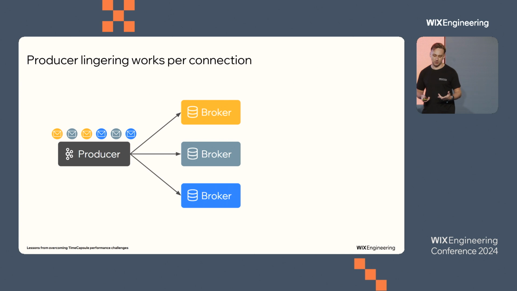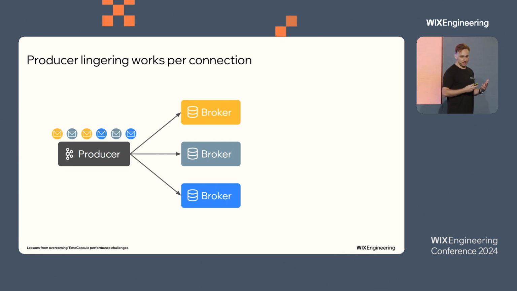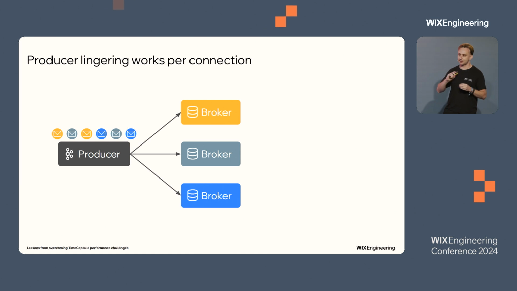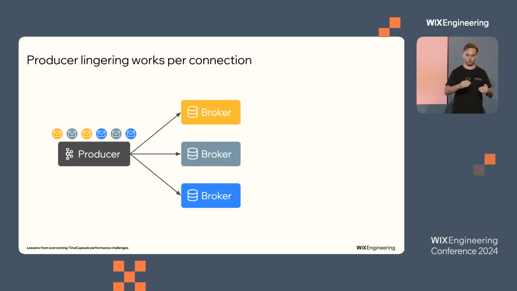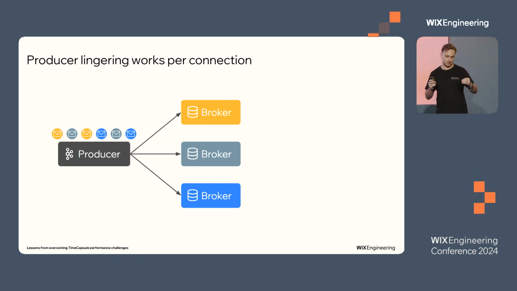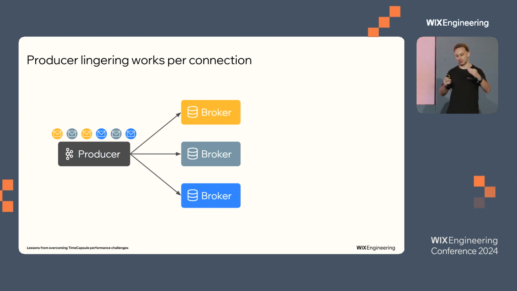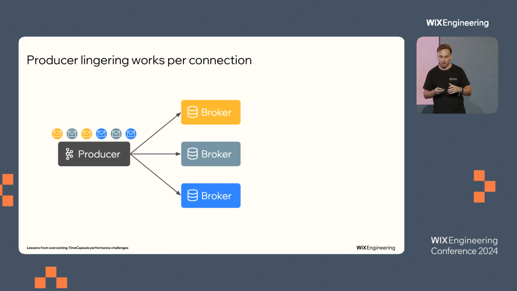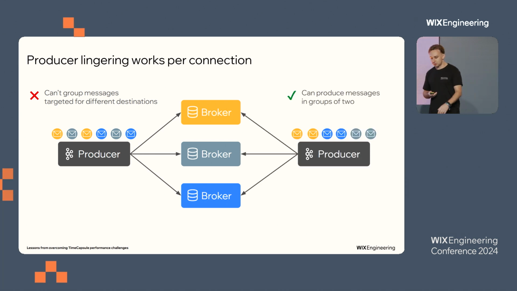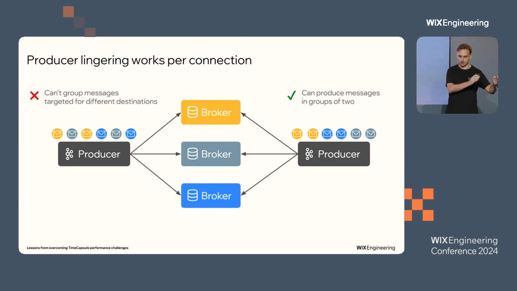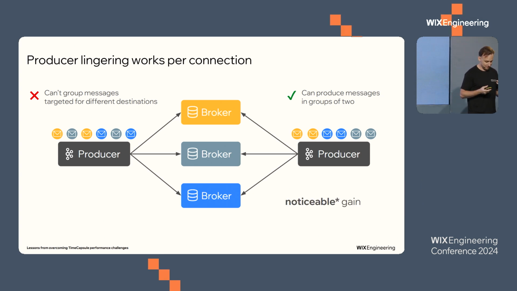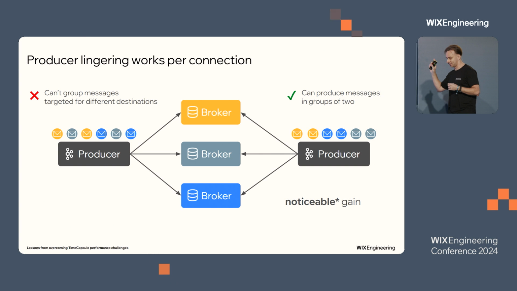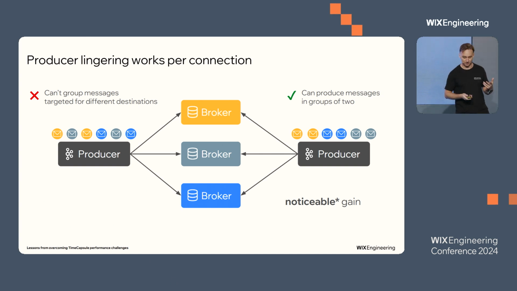This is because the actual diagram for lingering looks like this. Producer in TimeCapsule, because it has multi-tenancy, sends tasks to hundreds of topics, each having multiple partitions. And so the producer connects to multiple brokers. And if messages in the queue are targeted to different brokers, it means they cannot be combined in a single batch. It's really obvious in hindsight. And so right now in TimeCapsule, we have a piece of code that ensures that messages are ordered in such a way that batching becomes possible. And lingering does work. And when we implemented that, we saw a noticeable, with an asterisk, this is important, I will come back to this later, noticeable gain in throughput.